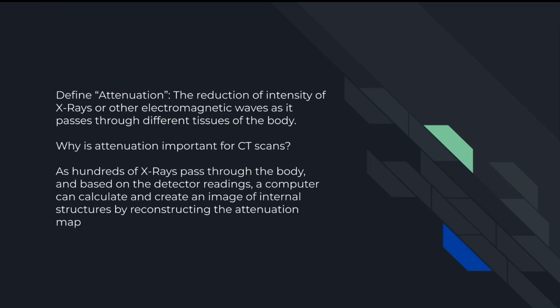And before we go into it, there is something that is important to know. It's the concept of attenuation, which is the reduction of intensity of X-rays when they pass through tissues of the body, meaning when it goes through bones, the intensity may decrease as opposed to when it passes through fat tissue. And why this is important for CT scans, as I just said, is hundreds of X-rays are passing through the body, because that's how CT scans work. They go through the body and then land on a detector on the other side, and then the computer is able to calculate and create an image based on the attenuation map.